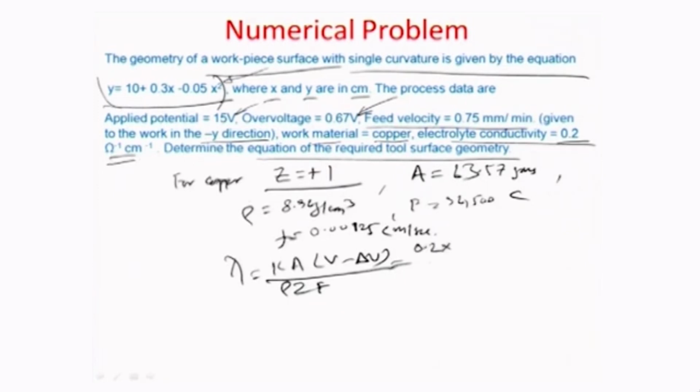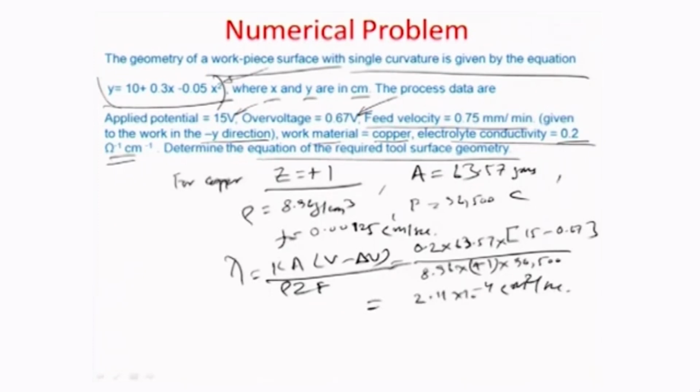So we have 0.2 times the atomic weight of copper, 63.57, times the total potential which is available, minus the overvoltage, which is 15 minus 0.67, divided by the rho value, which in this particular case is about 8.96. It's copper in a monovalent state, so +1 times 96,500 coulombs. Okay, so that's how the lambda is, and this would come out to be about 2.11 10 to the power of -4 centimeters square per second.